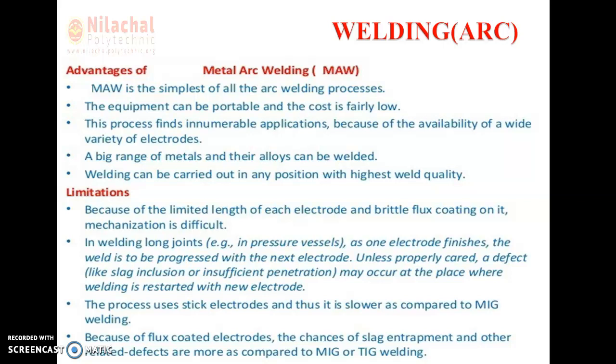Another advantage is that this process finds innumerable applications because of the wide variety of electrodes. That means the strength of this arc welding is very high, so it is a common welding process now. A big range of metals and their alloys can be welded. By using the arc welding process, nearly 50 to 60% of engineering materials can be welded.